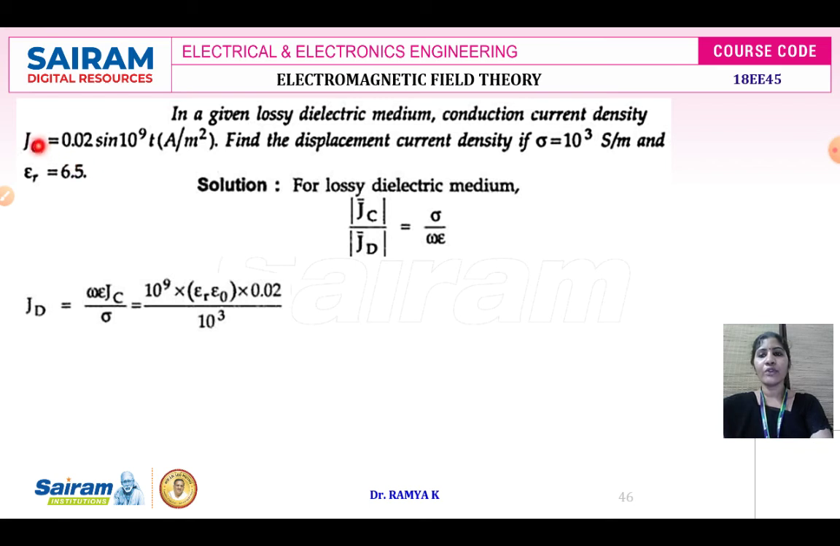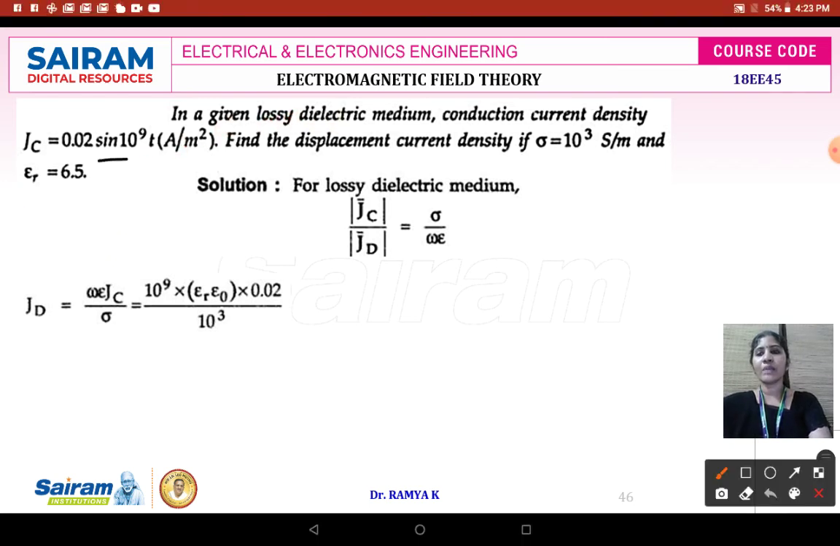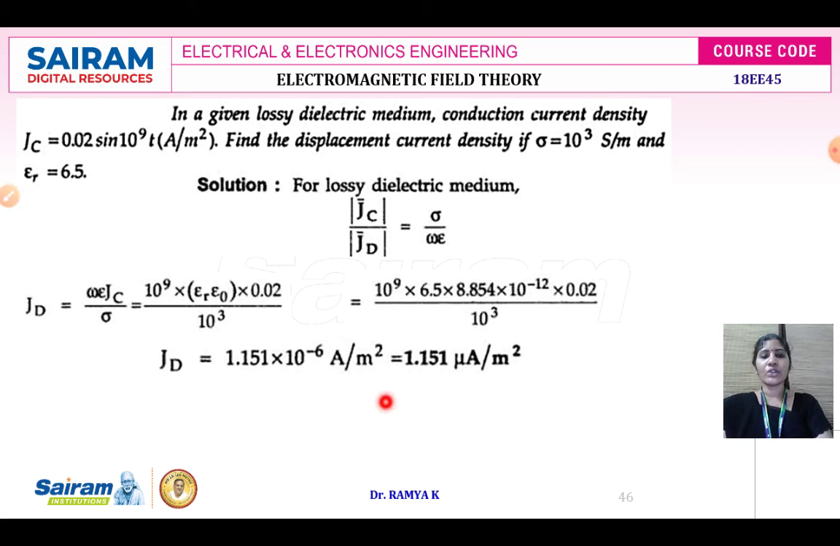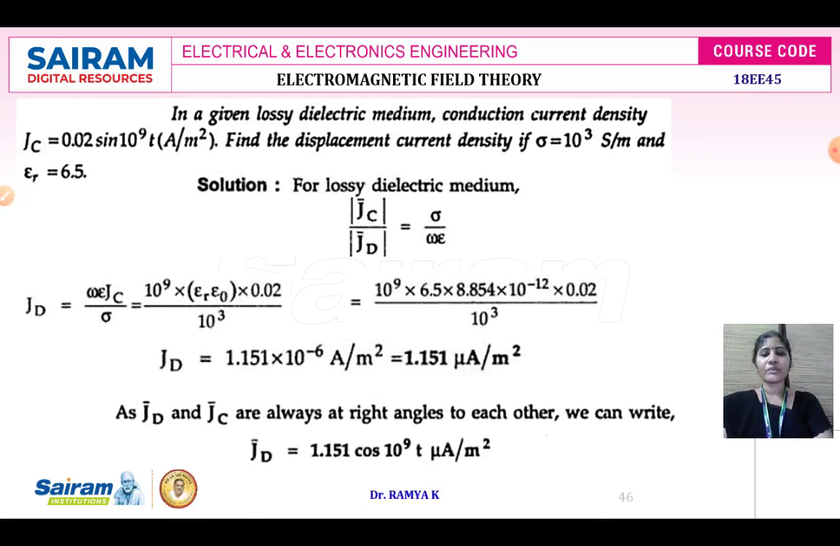The value of the conduction current density is given, and omega is 2 pi f, epsilon is epsilon naught into epsilon r. f is not given in the problem, but the value of omega is obtained from the equation, which is nothing but 10 to the power of 90. When you substitute over here, you will get the displacement current density as Jd is equal to 1.151 microamps per meter square. This is the value of your displacement current density.